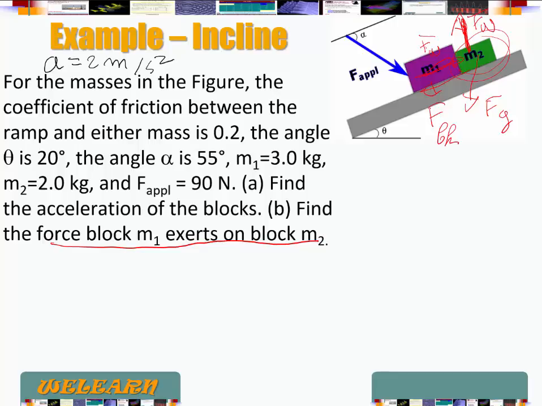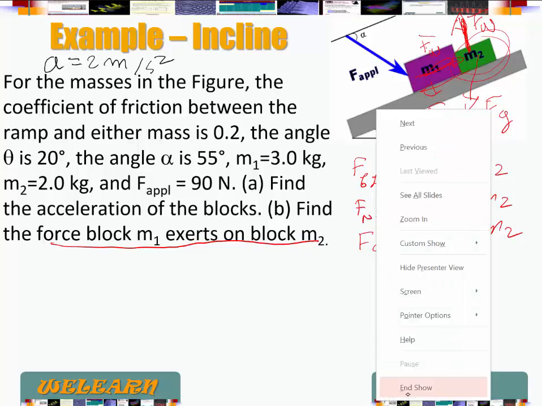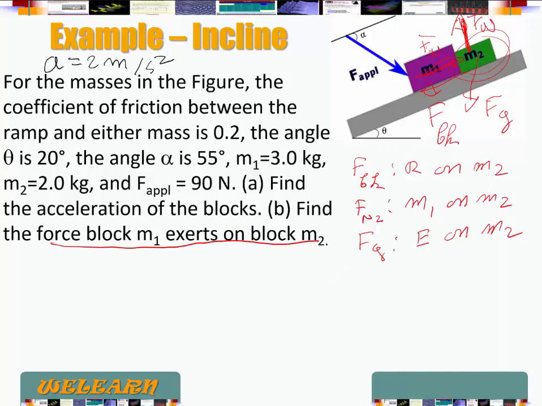Okay, so if I write them down, the forces are force of friction due to ramp on M2, force normal, let's call it normal 2, due to M1 acting on M2, gravitational force due to the Earth on M2, and the final one is the normal force of the ramp on M2.